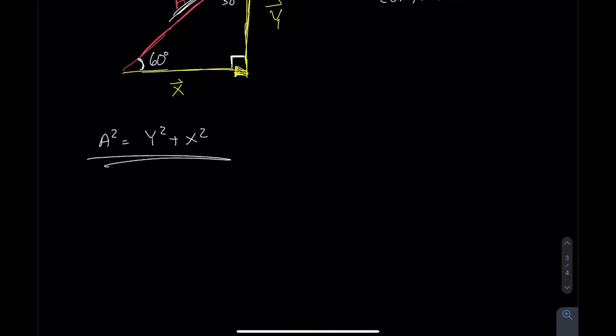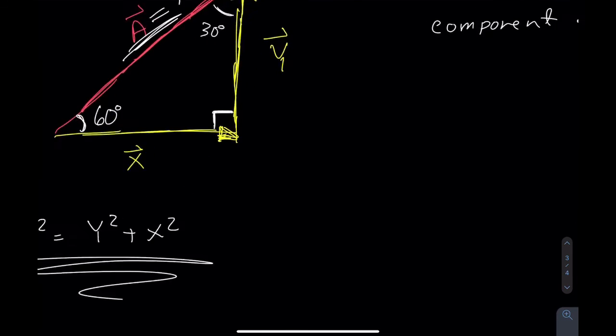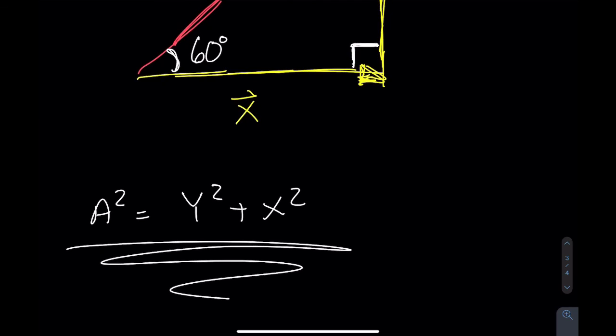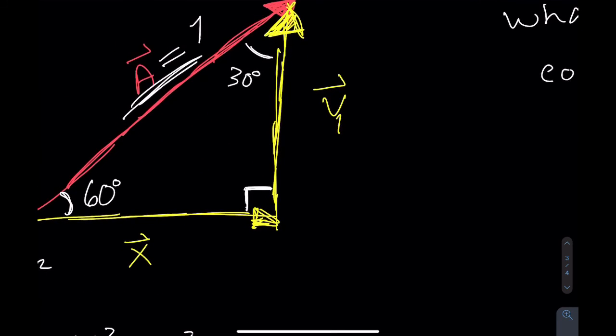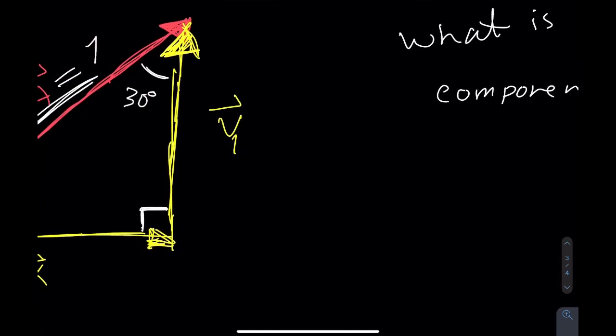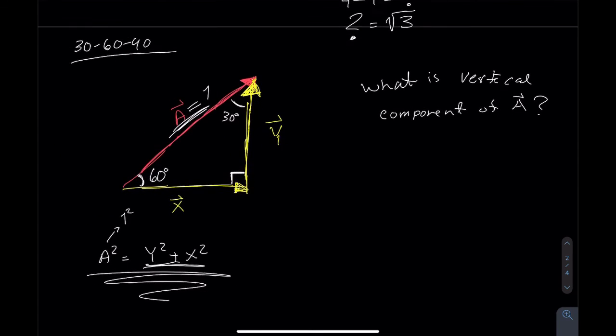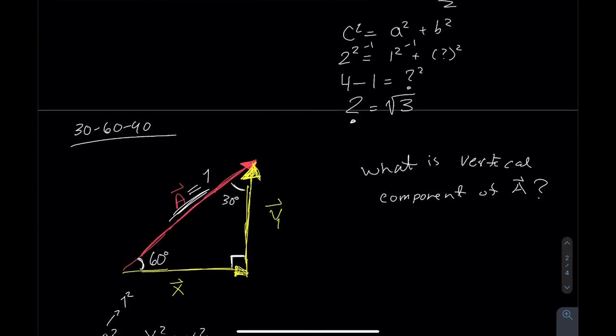So this is our Pythagorean theorem. Normally we could do this, but in this example, we're not given another side length. So we're still left with two variables, right? A is equal to 1, so 1 squared. But we don't know what these two are, so we can't do that. But luckily, this is a special triangle. So we can use the special triangle properties to solve this problem.